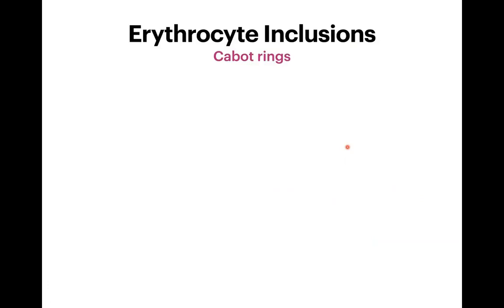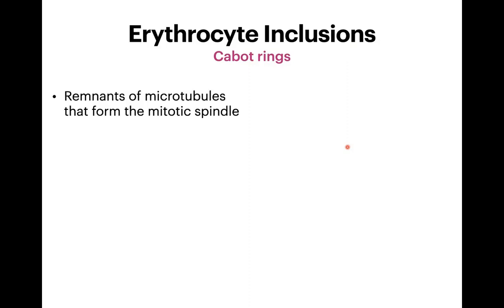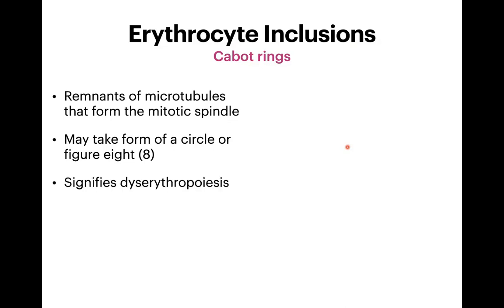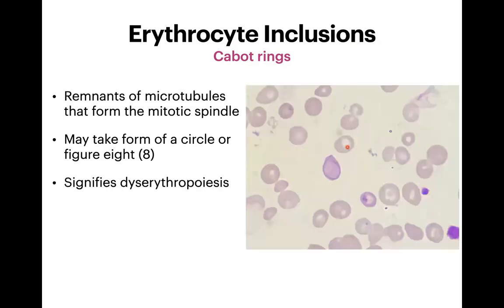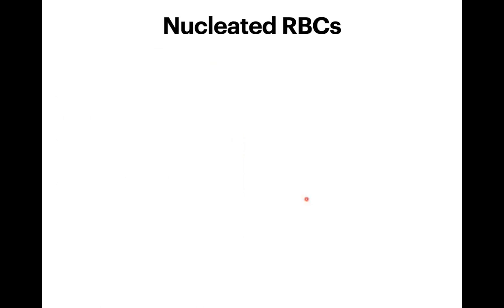Okay, so another type of RBC inclusion is Cabot rings. We were taught that this was an artifact. Yes, this is an artifact, but this also indicates dyserythropoiesis. The rings are actually formed by the remnants of microtubules that form the mitotic spindles. So they may take the form of a circle or a figure 8. And like I said, they signify dyserythropoiesis. This is an image of a polychromatophilic cell, and here you are seeing a nice Cabot ring inside this.